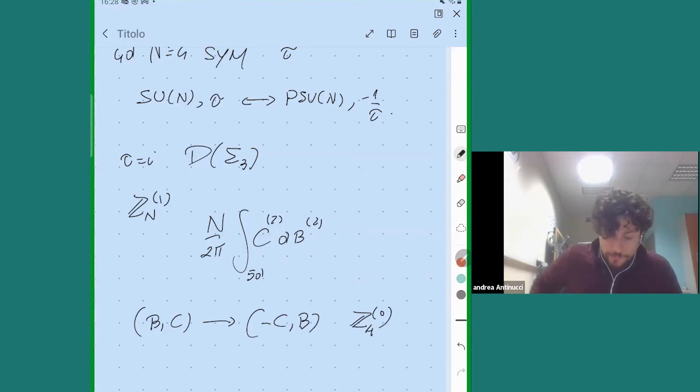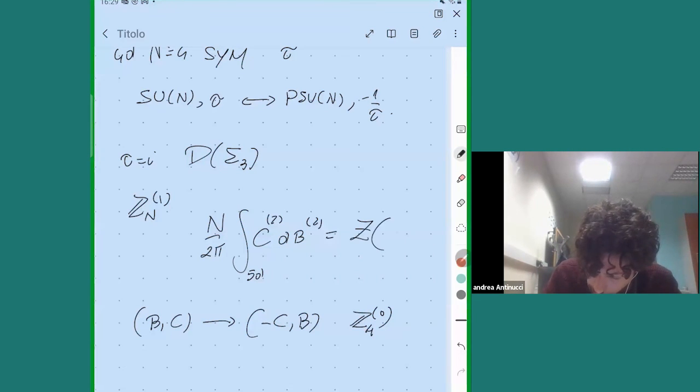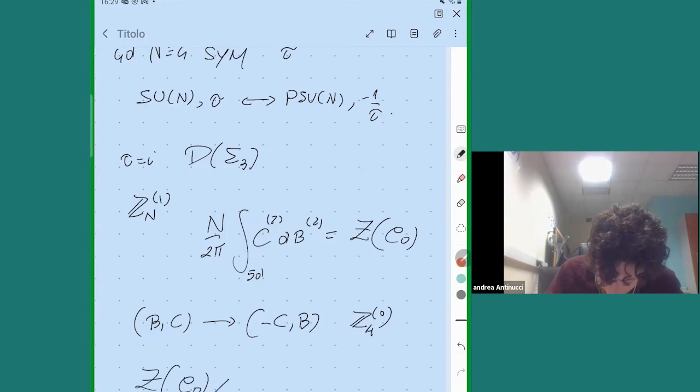And you can try to gauge it. So the gauging process is a bit more complicated in this setup, but can be done, and you can study the TQFT arising from this gauging. So if I call this Z of C naught, and let me call this symmetry Z4, you can gauge Z4 zero-form symmetry, and what you will get is the symmetry TFT for N=4 super Yang-Mills.